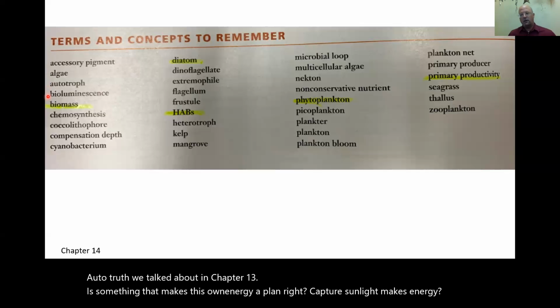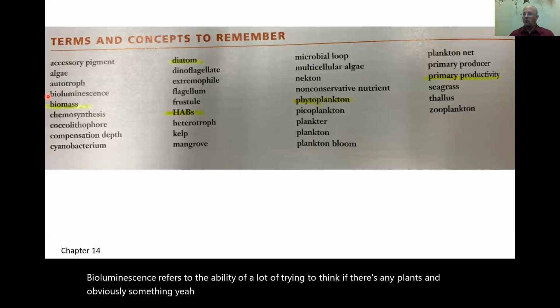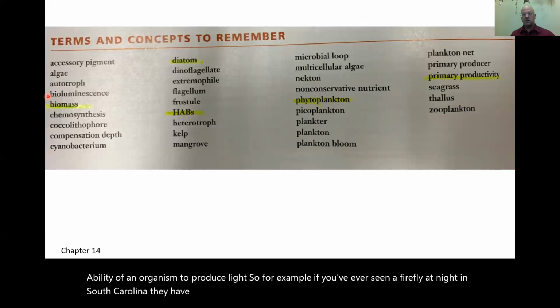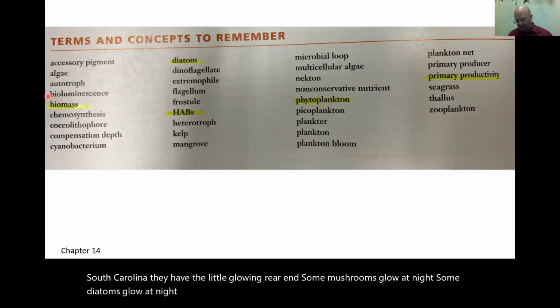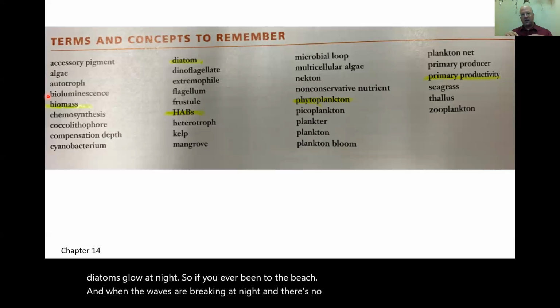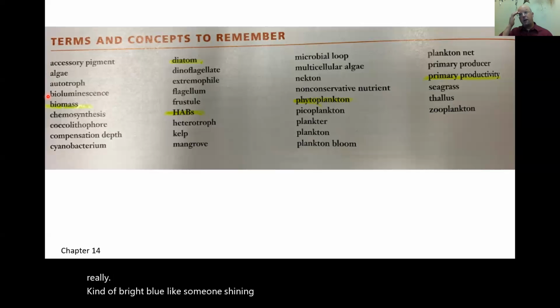Bioluminescence refers to the ability of an organism to produce light. Some mushrooms do it. For example, if you've ever seen a firefly at night in South Carolina, they have a little glowing rear end. Some mushrooms glow at night. Some diatoms glow at night. If you've ever been to the beach when the waves are breaking at night and there's no light, the water looks really bright blue, like someone's shining a bright blue light. That's bioluminescence. A lot of squid do it, a lot of fish do it.